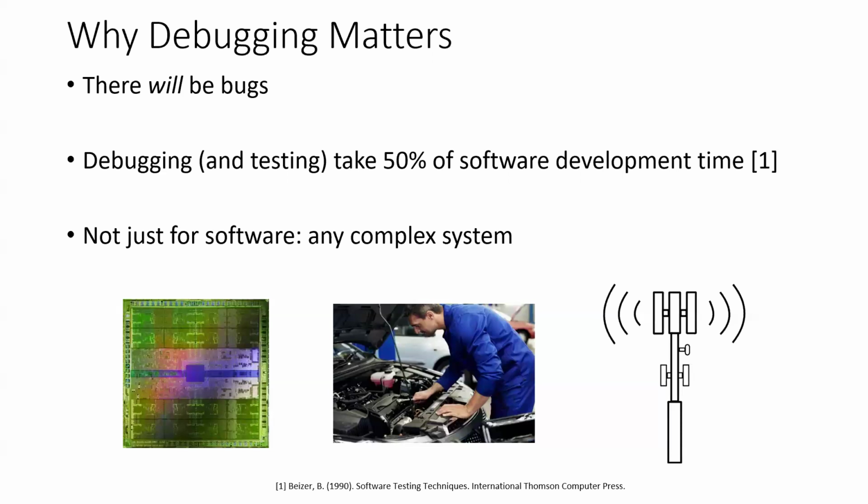Why does debugging matter? Because there will be bugs. Even if you are writing the code as cleverly as possible, there will be bugs. Debugging and testing typically takes 50% of software development time. Not just for software, any complex system will need debugging. For example, for hardware development, debugging typically takes about 70% of the development time.